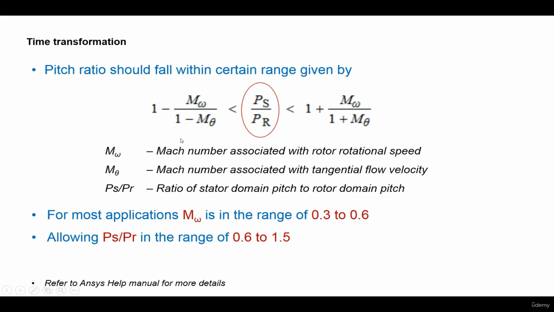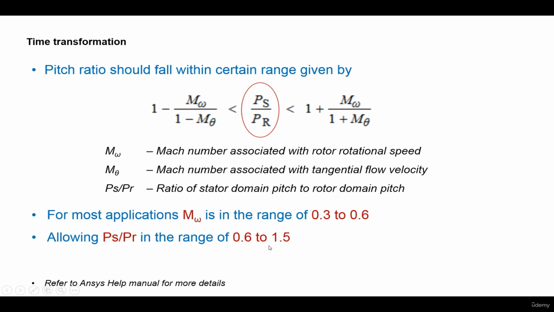Here, M omega represents the Mach number associated with the rotor rotational speed, M theta is the Mach number associated with the tangential flow velocity, and Ps by Pr refers to the ratio of stator domain pitch to rotor domain pitch. For most applications, M omega is in the range of 0.3 to 0.6, and the ratio of Ps to Pr will fall between 0.6 to 1.5.